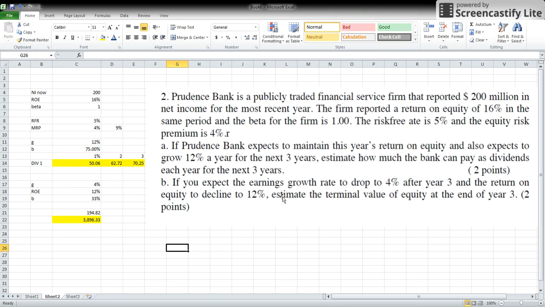If Prudence Bank expects to maintain this year's ROE and also expects to grow 12% a year for the next 3 years, estimate how much the bank can pay as dividends each year for the next 3 years. Now, the question is how much the bank can pay as dividends, which is basically the same as asking how much is the free cash flows to equity holders, right? So that is the amount of cash that you can pay as dividends, the FCFE, right? So we are required to calculate the FCFE for the next 3 years individually.